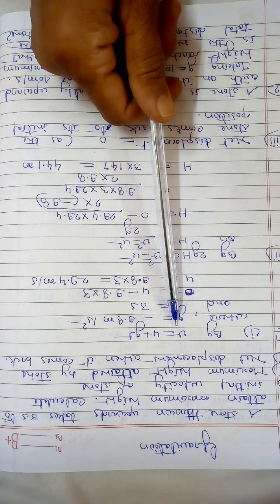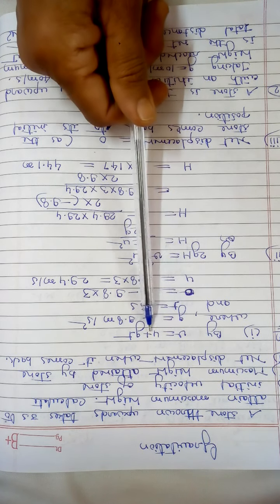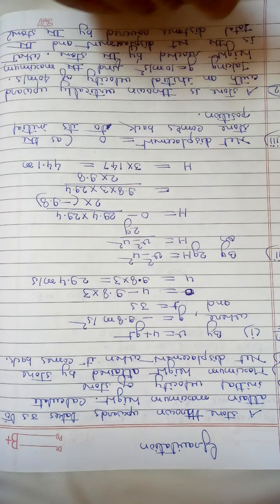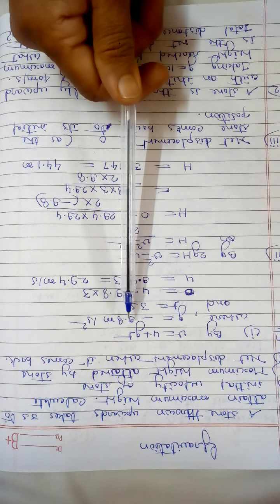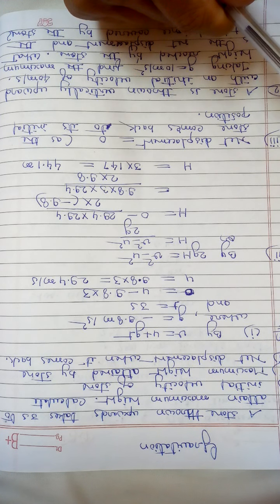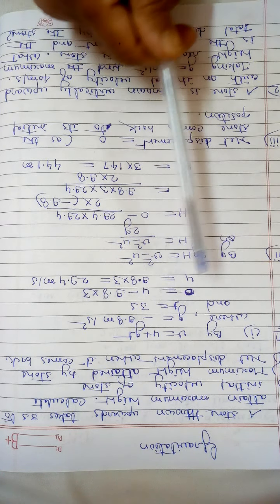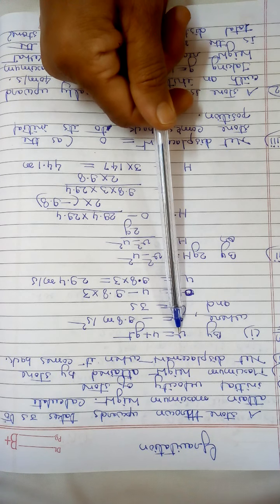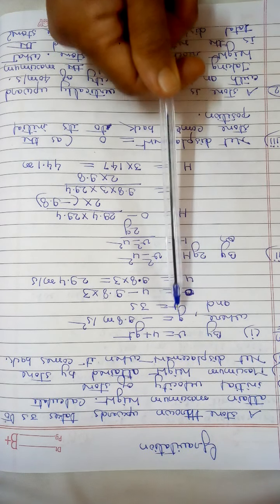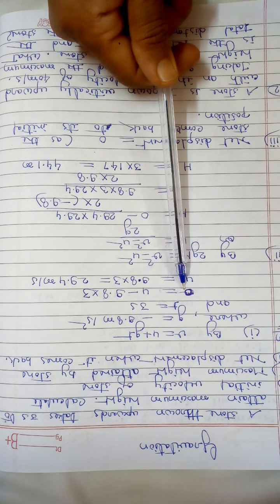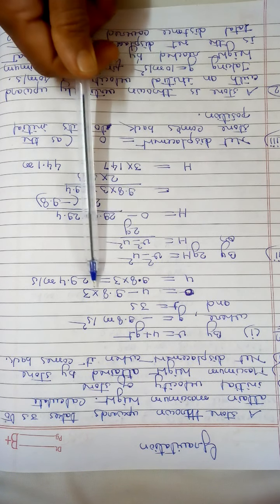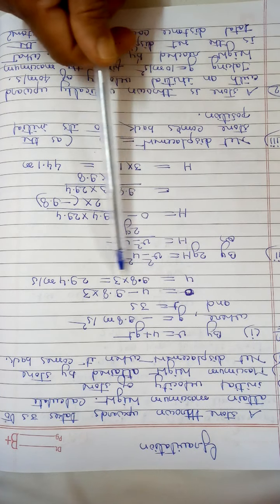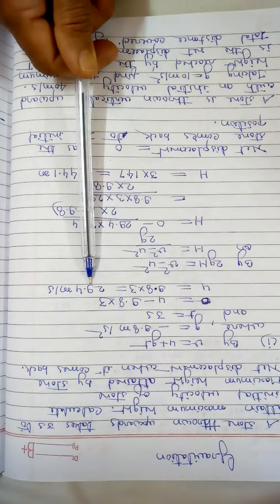First, the equation of motion: V equals U plus GT, where G equals minus 9.8 meter per second square, because the stone is going in the upward direction, which is opposite to the direction of acceleration due to gravity, and T equals 3 seconds. Since after reaching a certain height its velocity becomes 0 for a moment, its final velocity V equals 0, so 0 equals U minus 9.8 into 3. By this we get U equals 9.8 into 3, which gives the value of U as 29.4 meter per second.